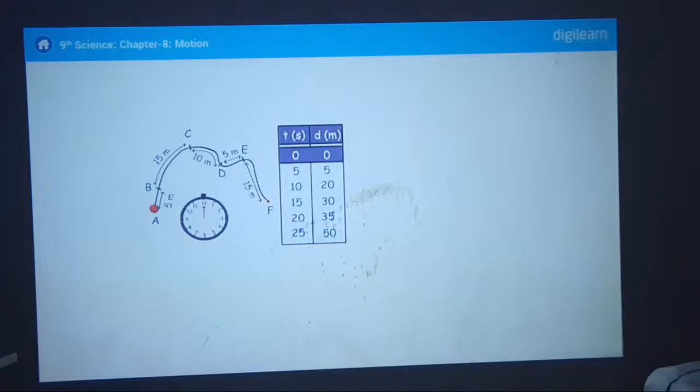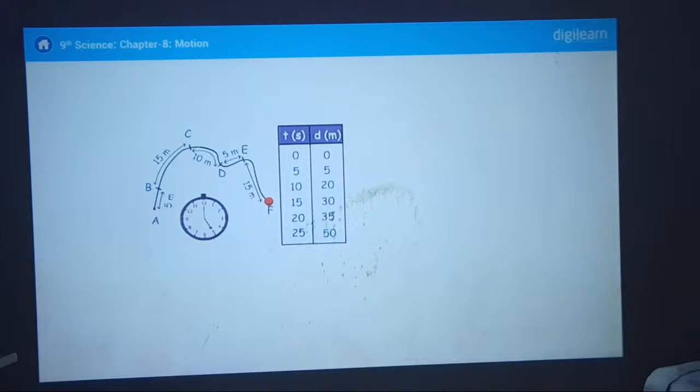At time 0 seconds, point reached is A, distance travelled is 0 meters. Time 5 seconds, point reached B, distance travelled 5 meters. At time 10 seconds, point reached is C and distance travelled is 20 meters. At time 15 seconds, point reached is D, distance travelled is 30 meters. At time 20 seconds, point reached is E, distance travelled is 35 meters. At time 25 seconds, point reached is F, distance travelled is 50 meters.